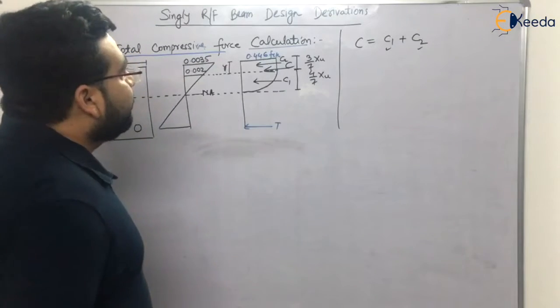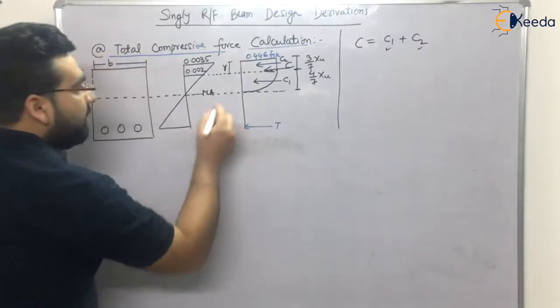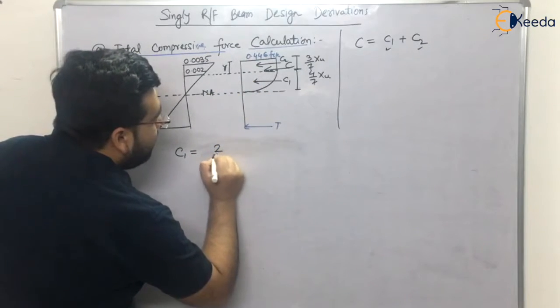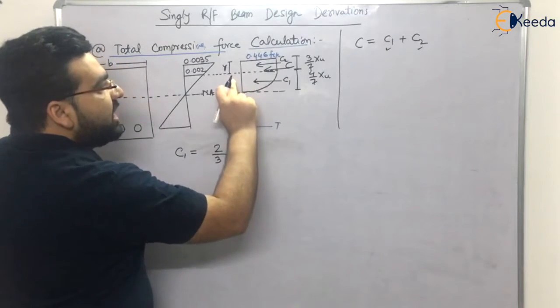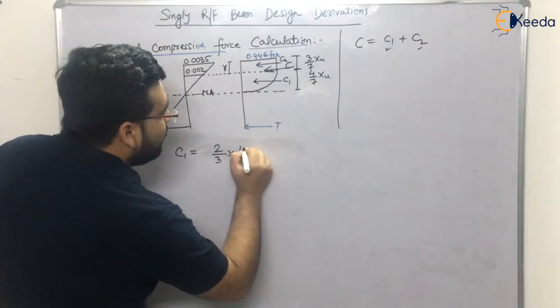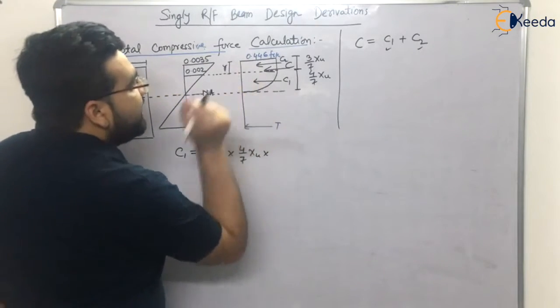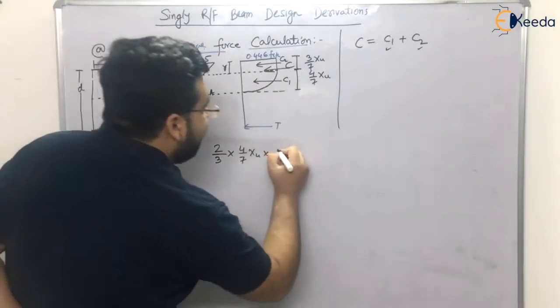Okay, so it is C1, it is C2. First of all, C1. C1 will be equal to the area of this parabola, 2/3 into this distance. How much is this? 4/7 xu. 2/3 into 4/7 of xu into this. How much is this? This is 0.446 fck.